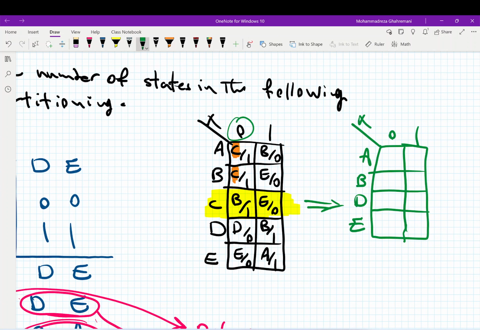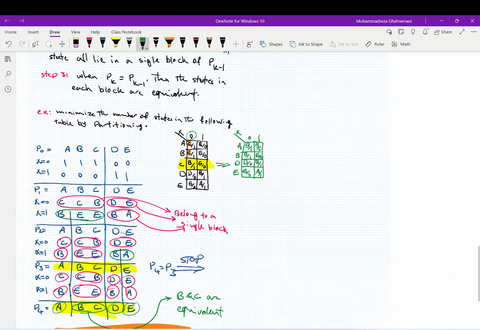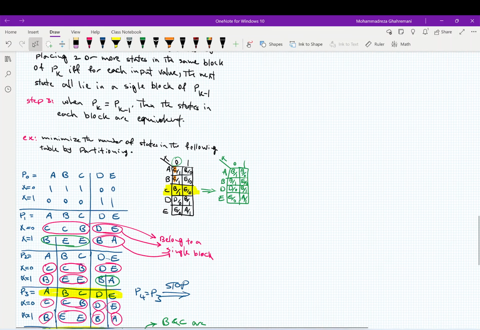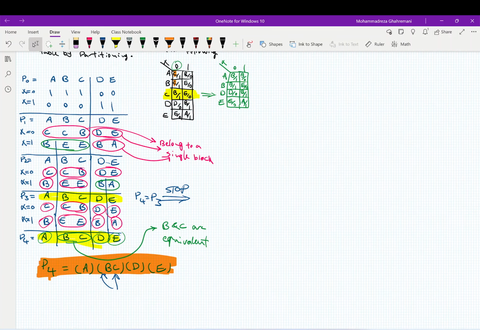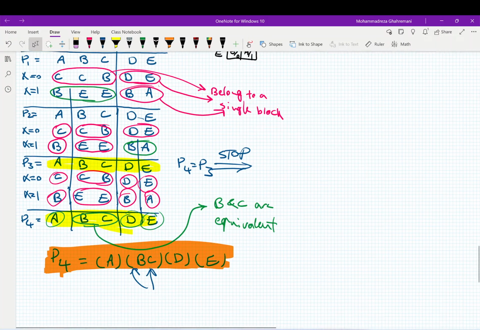So we say B1, B0, B1, E0, D1, D0, B1, E0, and A1. So this one is the solution of this problem, and we reduced the states of this table.